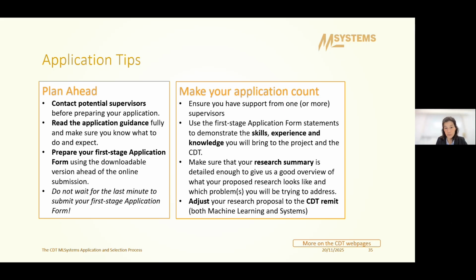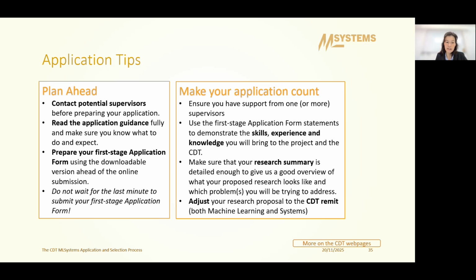Ensure you have support from one or more supervisors. Use the first stage application form statements to demonstrate the skills, experience, and the knowledge you will bring to the CDT. Make sure that your research summary is detailed enough to give us a good overview of what you propose, what your research will look like, and what problems you are trying to address. And adjust your research proposal to the CDT remits. The project needs to include both aspects of machine learning and systems.